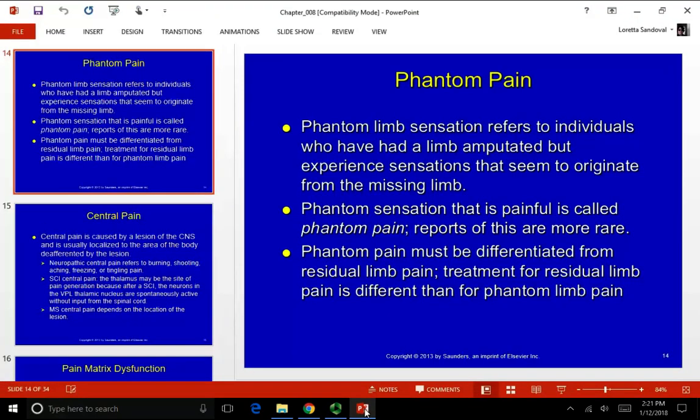So phantom limb sensation usually refers to individuals who've had a limb amputated, but they experience sensations that seem to originate from the missing limb. Phantom sensation, so you can have any kind of phantom sensation. A phantom sensation that is painful is called phantom pain, and it's pretty uncommon, but people do have it. Phantom pain can be differentiated from residual limb pain. Treatment for residual limb pain is different than for phantom limb pain, but there's that video in the module about using mirror therapy.